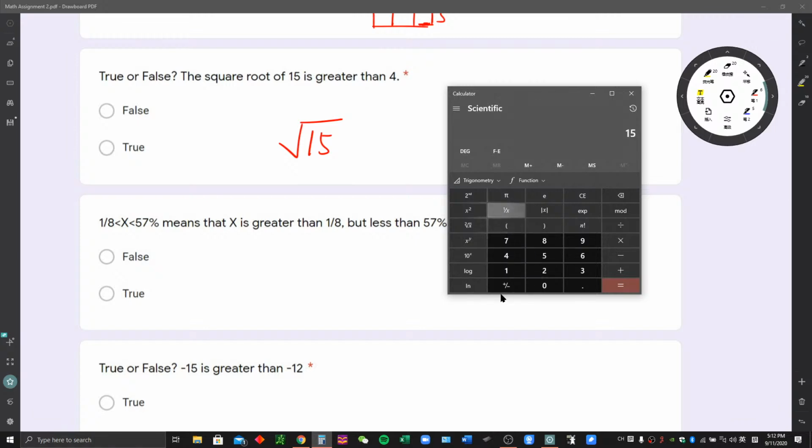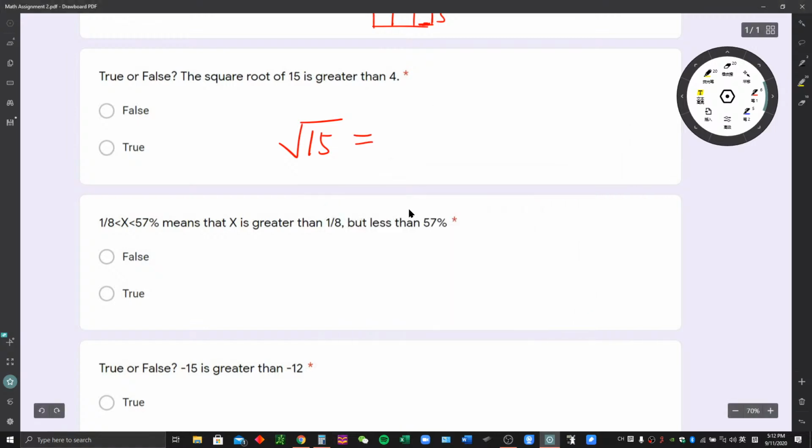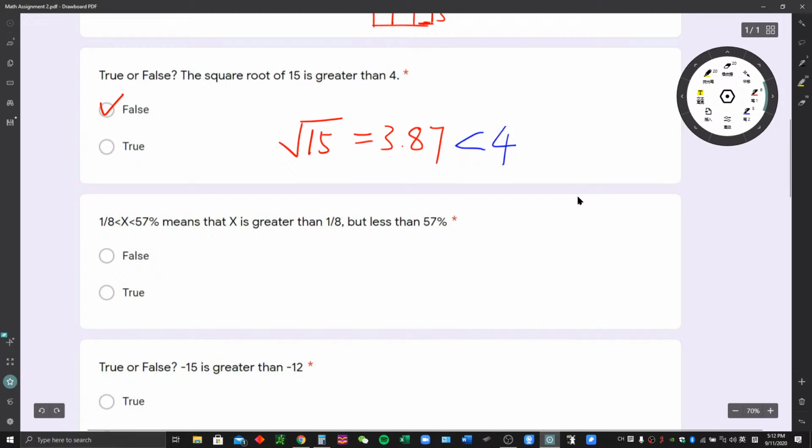15 and then square root. You need to know the square root button on your calculator. So square root, and that is 3.87. Is that greater than 4? No, it's not greater than 4. It's less than 4. So therefore, this question is false. The square root of 15 is 3.87, which is less than 4.